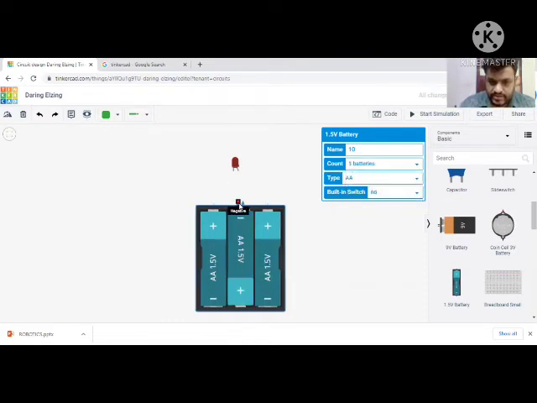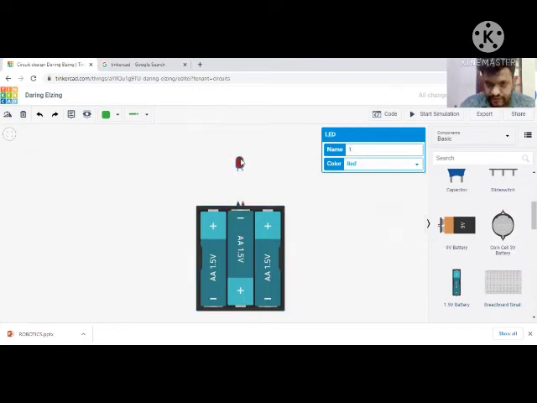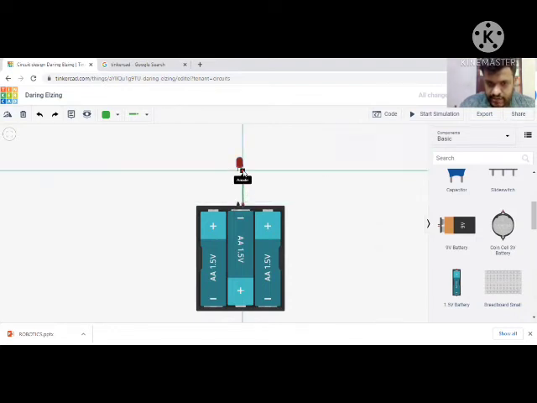This is known as the positive of the battery, and this is the negative of the battery. Similarly, for our LED, the positive is known as anode and the negative is known as cathode. Now let us connect a wire. From positive we click here and draw straight to the anode. That is the first case. Then from the cathode back to the negative of the battery. Now let's check whether this LED is working or not.